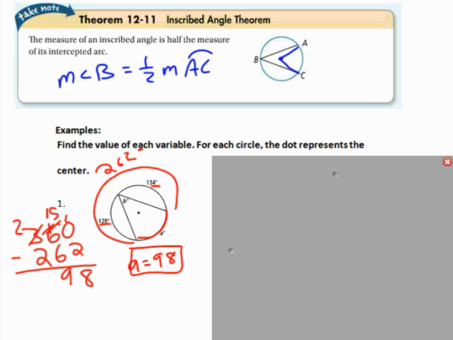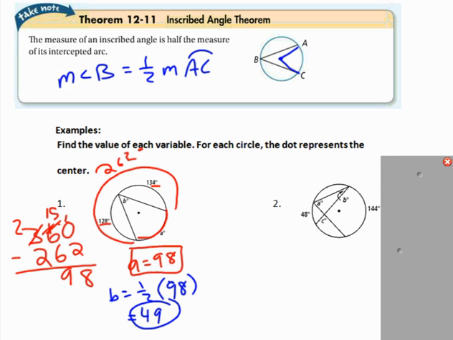Now, to find that inscribed angle B, we said it's half of whatever the measure of that arc is. So B would be equal to 1/2 of 98 degrees. That would be 49. Okay, B would be 49. That angle would be 49 degrees based off of what we learned in this theorem, the inscribed angle theorem. All right, we've got a little bit more going on with this one. So let's look at it.